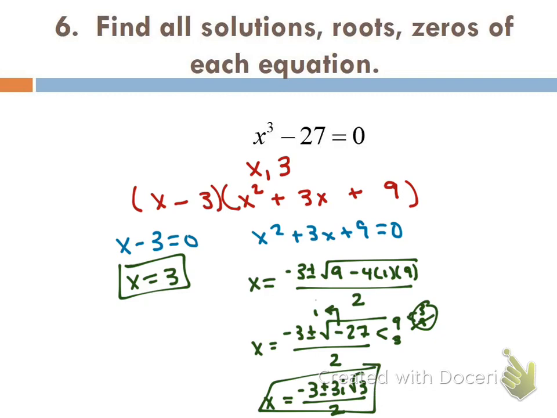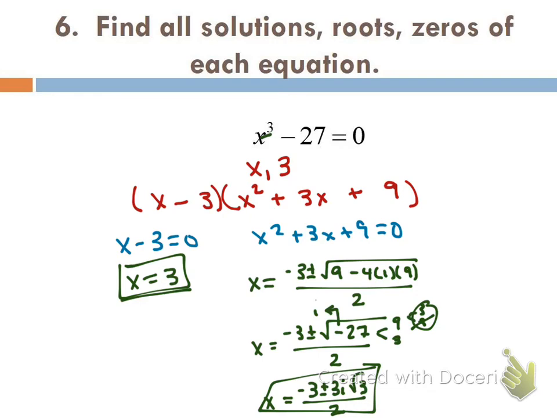I do a little double check. It's an x to the 3rd problem. I have 3 answers. 3 and negative 3 plus or minus 3i radical 3 over 2. Our factoring was perfect cubes. Same, opposite, always positive.